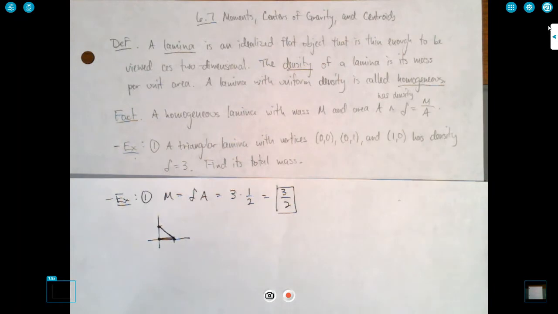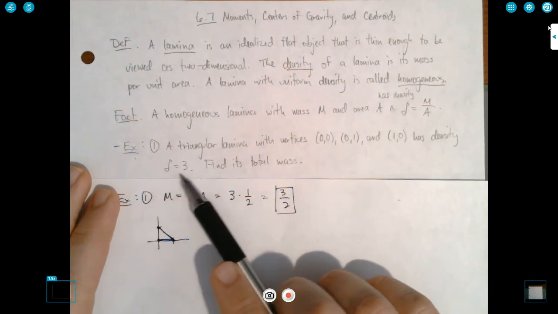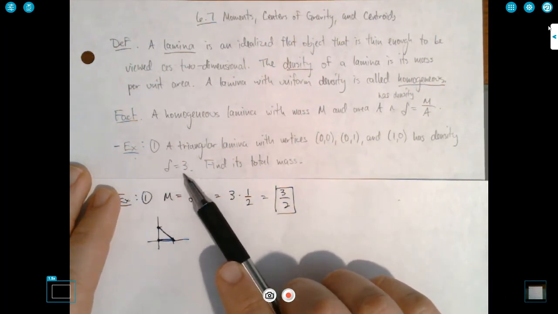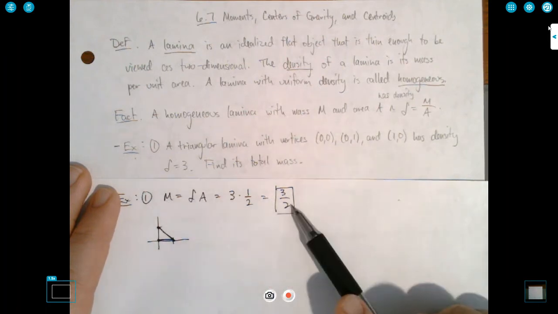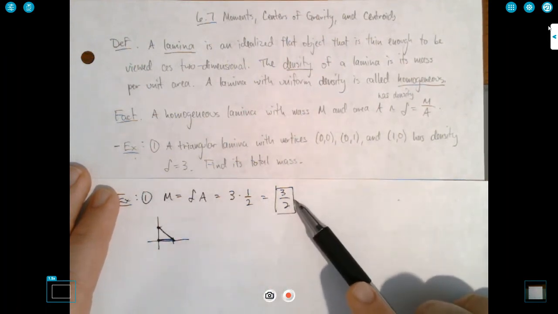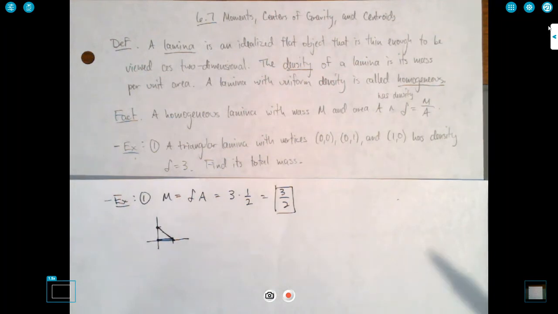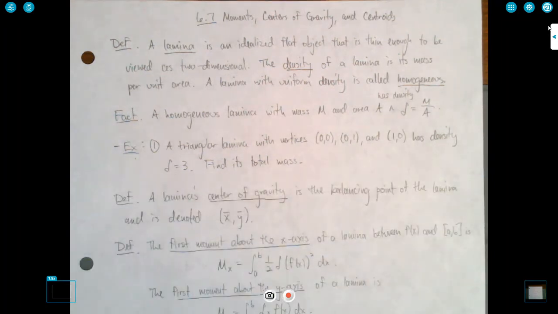Of course, we weren't given units of measurement here. We weren't told the units of measurement for the density. Maybe this is like pounds per square inch or something, in which case its mass would be 3/2 pounds, right? But anyway, that's the idea there. So that's density.